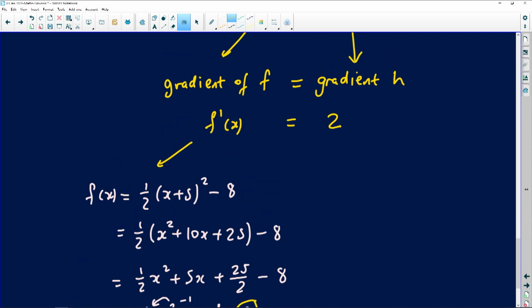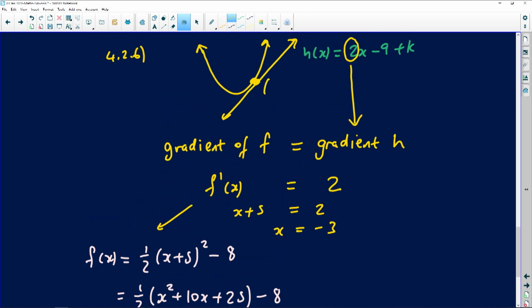So what does this mean? That means x plus 5 is equal to 2, so x will be negative 3. Okay, I've got negative 3. But they said they want the whole point. I have negative 3, but if you've got an x value, to find the corresponding y value, just substitute it into any of the graphs.